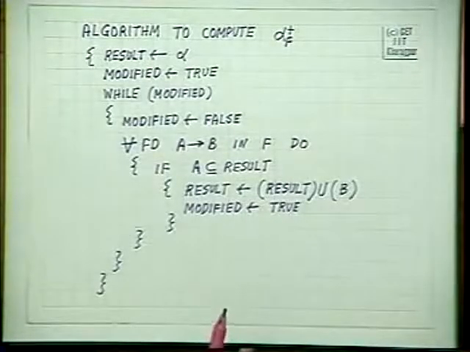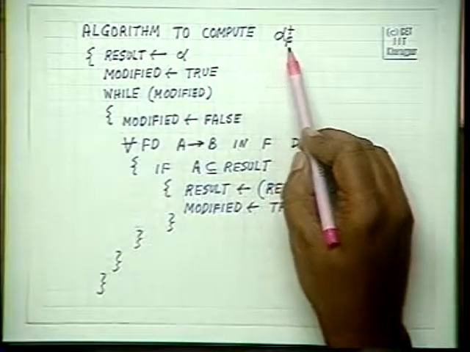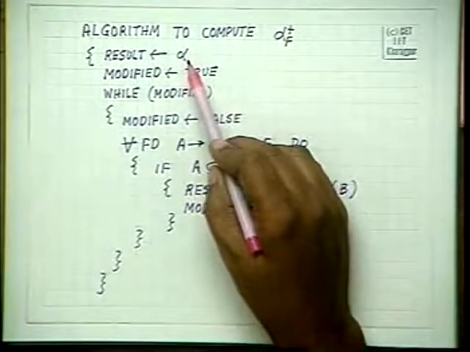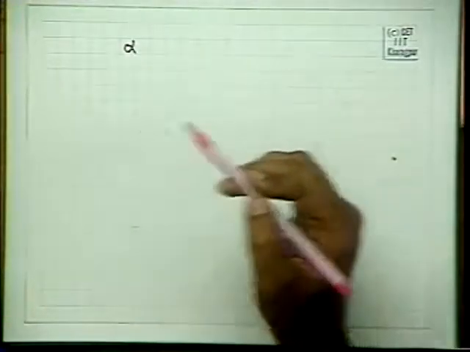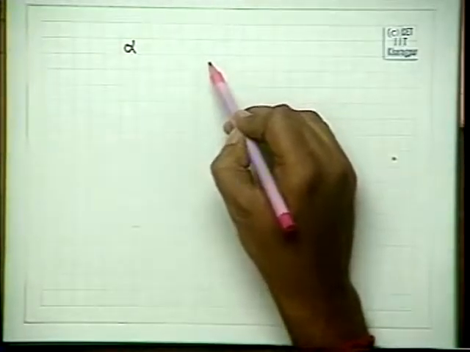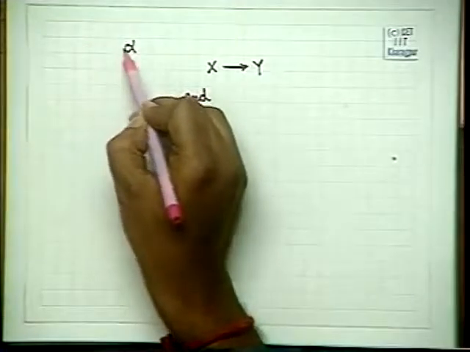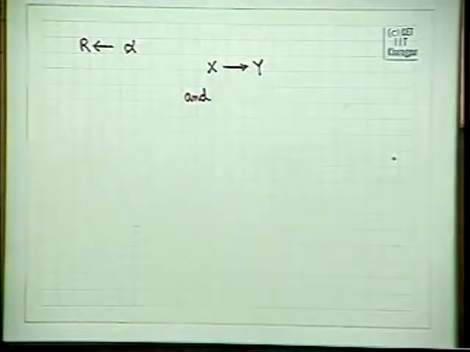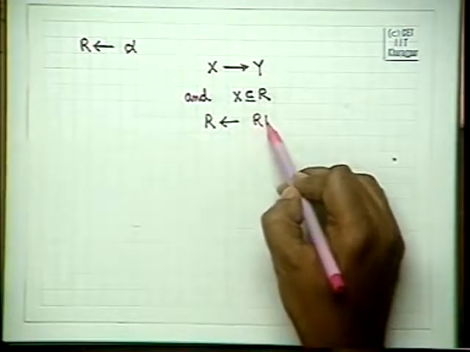There is a very simple algorithm to compute the closure of a set of attributes, and I just mention this attribute algorithm here. A set of attributes alpha is given to us and a set of functional dependencies is given to us, and we will compute the closure of alpha. Before presenting the algorithm, I will mention how it works. It starts with alpha, and it picks up functional dependencies one by one. Alpha is initially stored in a temporary set R, and if a functional dependency is of the type X to Y and X is a subset of R, then R is assigned R union Y.